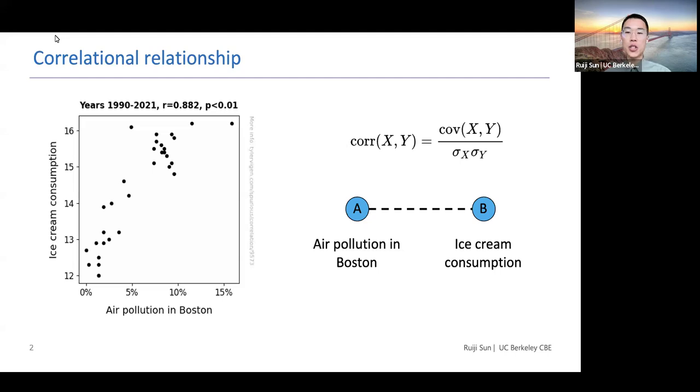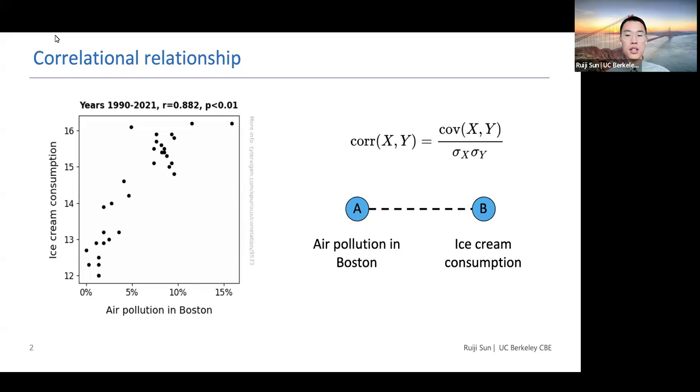Let's start with correlation. A correlational relationship is non-directional. A correlates with B is the same as B correlates with A. For example, on the left side, the graph shows a correlation between air pollution in Boston and ice cream consumption. However, it doesn't matter which variable we put on the x-axis or the y-axis. The correlation coefficient, or the R value, will remain the same.